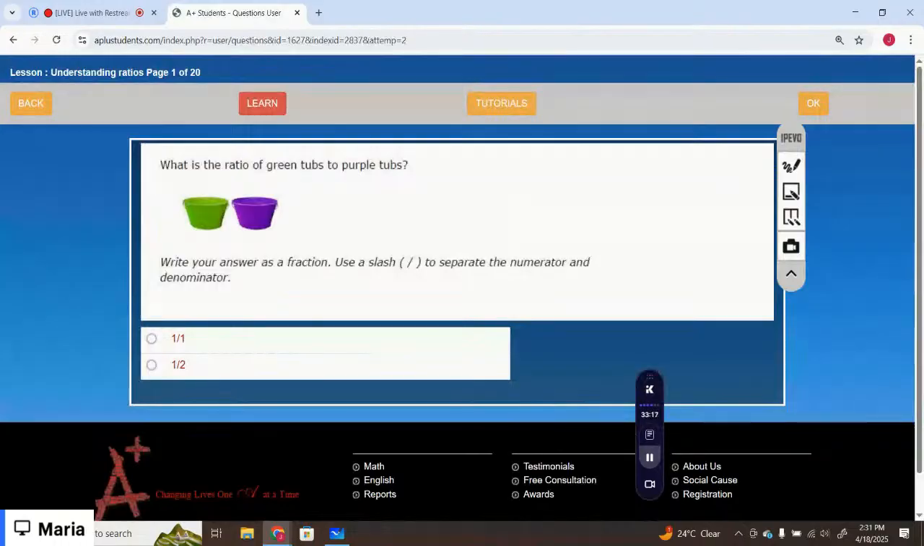What is the ratio of green tubs to purple tubs? So which is the correct option? That is 1:1. Option number 1 is the correct option. 1 green and 1 purple tub, so 1:1.